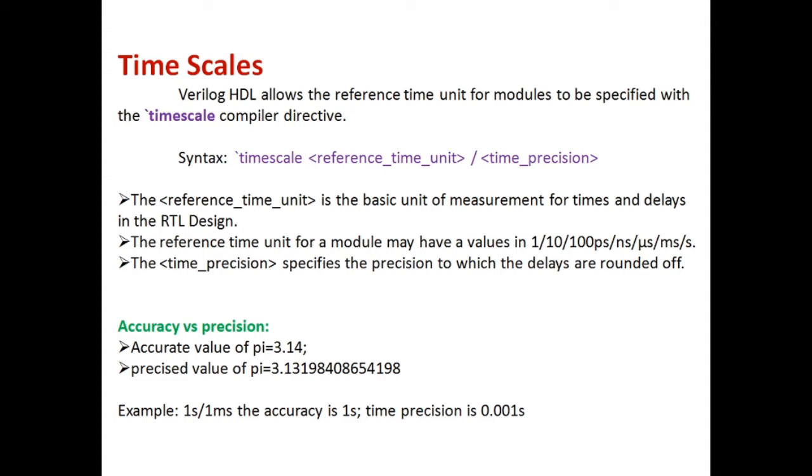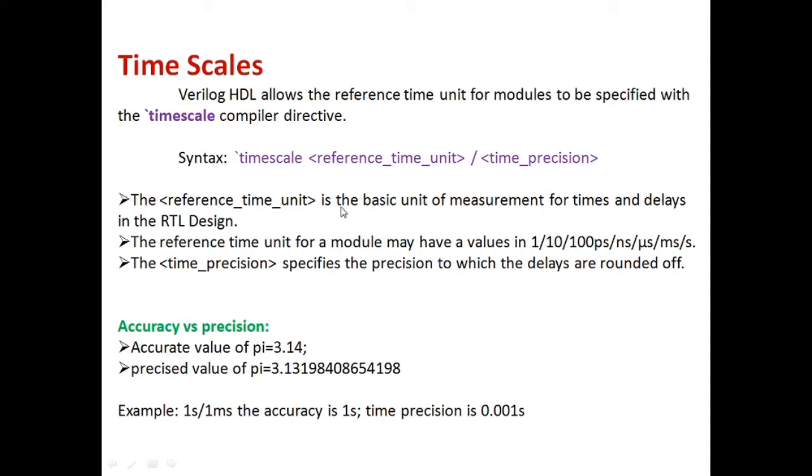So here in the Verilog HDL, it allows the reference time unit or a basic time unit for the modules or for the test bench program to be specified by using what we call a backtick. So backtick timescale compiler directive, and the syntax we follow here is backtick timescale reference time unit oblique time precision. We do have it in this manner.